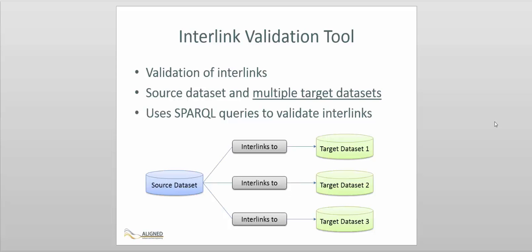The purpose of the tool is to validate sets of interlinks between a source dataset and multiple target datasets. As datasets evolve and change over time, these changes can end up invalidating already existing interlinks. So it's important to be able to find which of these interlinks are still valid and correct, and which ones are invalid and incorrect. The tool validates interlinks through standard SPARQL queries that compare the source and target resources in the interlinks to their respective datasets.